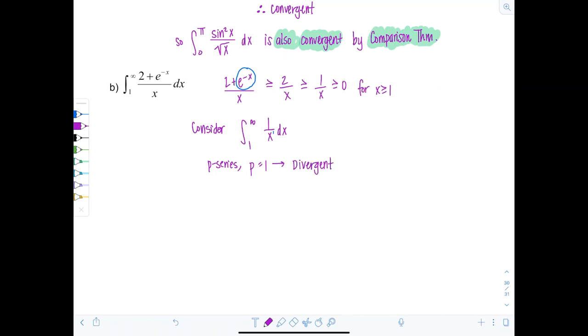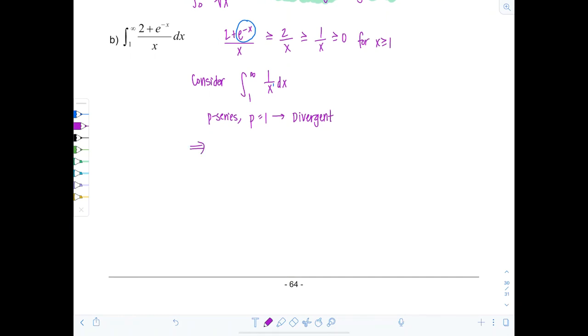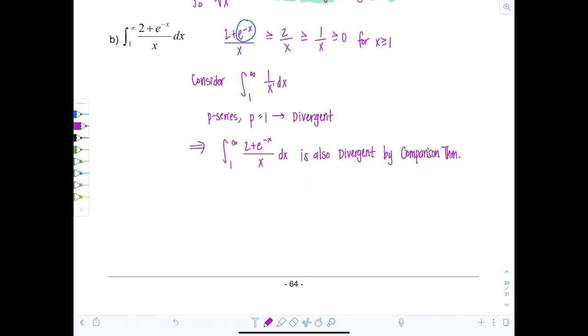And we just showed that our function, 2 plus e to the negative x over x, is greater than 1 over x. So what does this mean? That the integral from 1 to infinity of 2 plus e to the negative x over x dx is also divergent by the comparison theorem. Always cite your sources. Just like when you're writing a paper, right? You have to cite your sources. Same thing in math. If you use a theorem and it has a name, cite it.